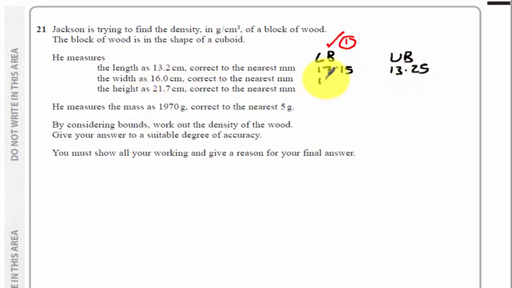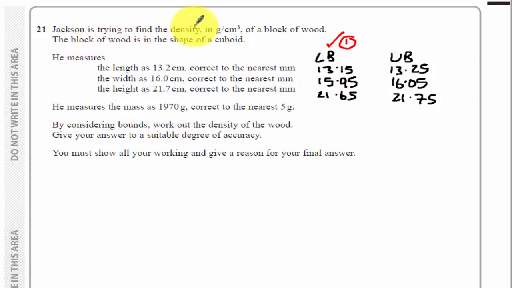16.0 would be 15.95 and 16.05. 21.7 would be 21.65 and 21.75. I'm now going to work out the maximum and minimum volume of this cuboid.